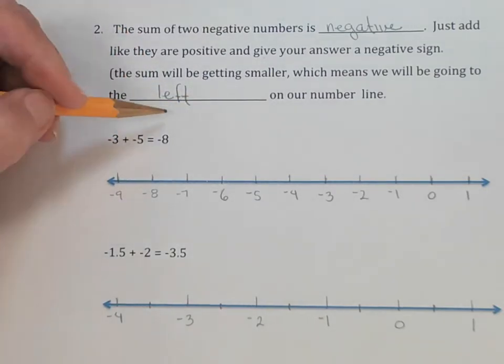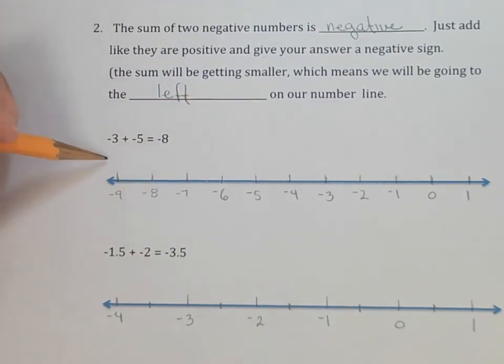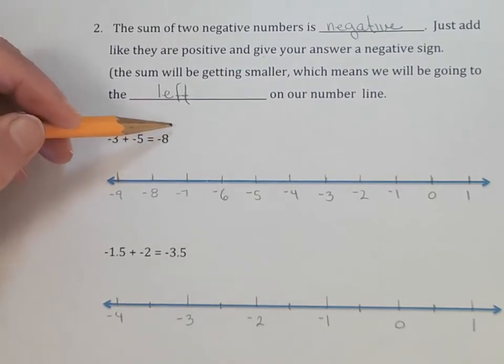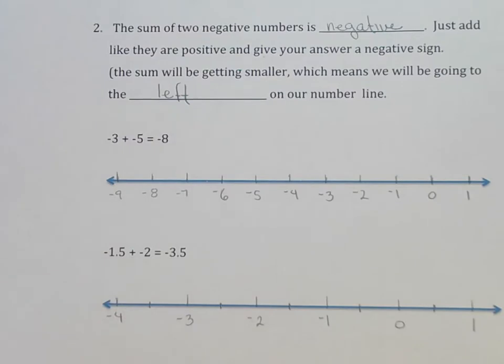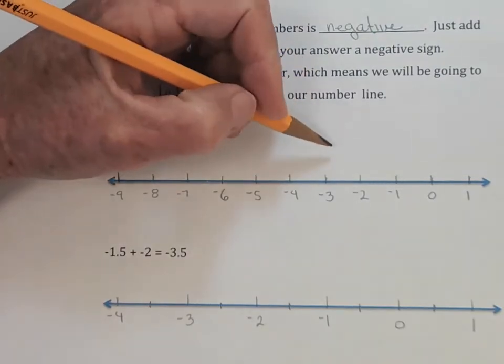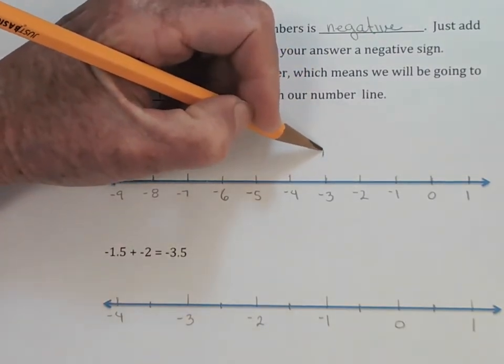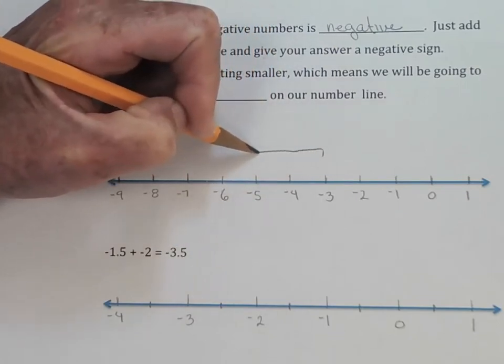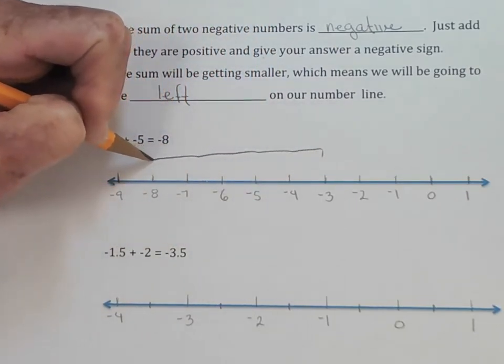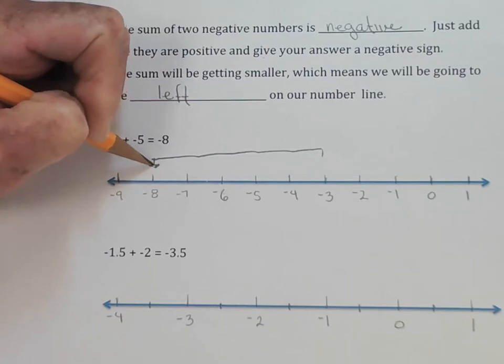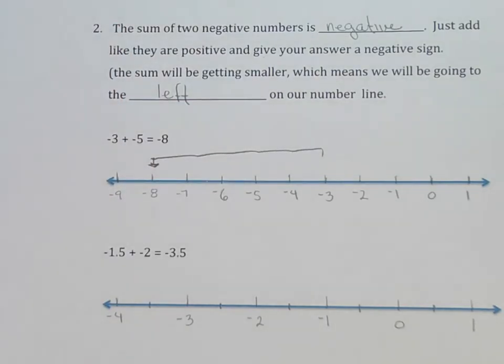So if we have -3 plus -5, it's like if you borrowed $3 and then you borrowed another $5, then you owe $8. You're $8 in the hole. That's negative. So we're going to start at -3. Go 5 units this way. 1, 2, 3, 4, 5. So whenever we add a negative, we're going to go to the left on our number line. Our original number should get smaller.